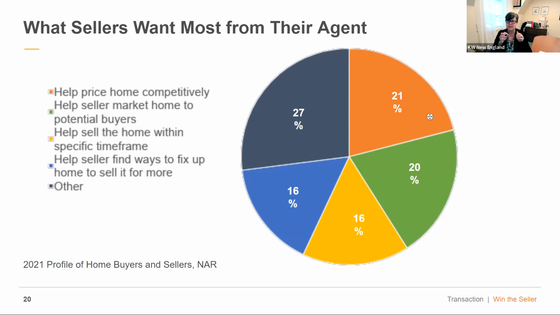Yes, everybody has Zillow and this and that, but at the end of the day, they want a person sitting in their kitchen telling them how much their house is worth. 20% wanted help marketing the home. 16% wanted it sold within a particular time frame, which is that motivation piece. 16% wanted advice: what do we need to do, how do we make this house ready, do we need to fix anything up? And then 27% is other. I wonder what those other things were. Anybody have any thoughts?